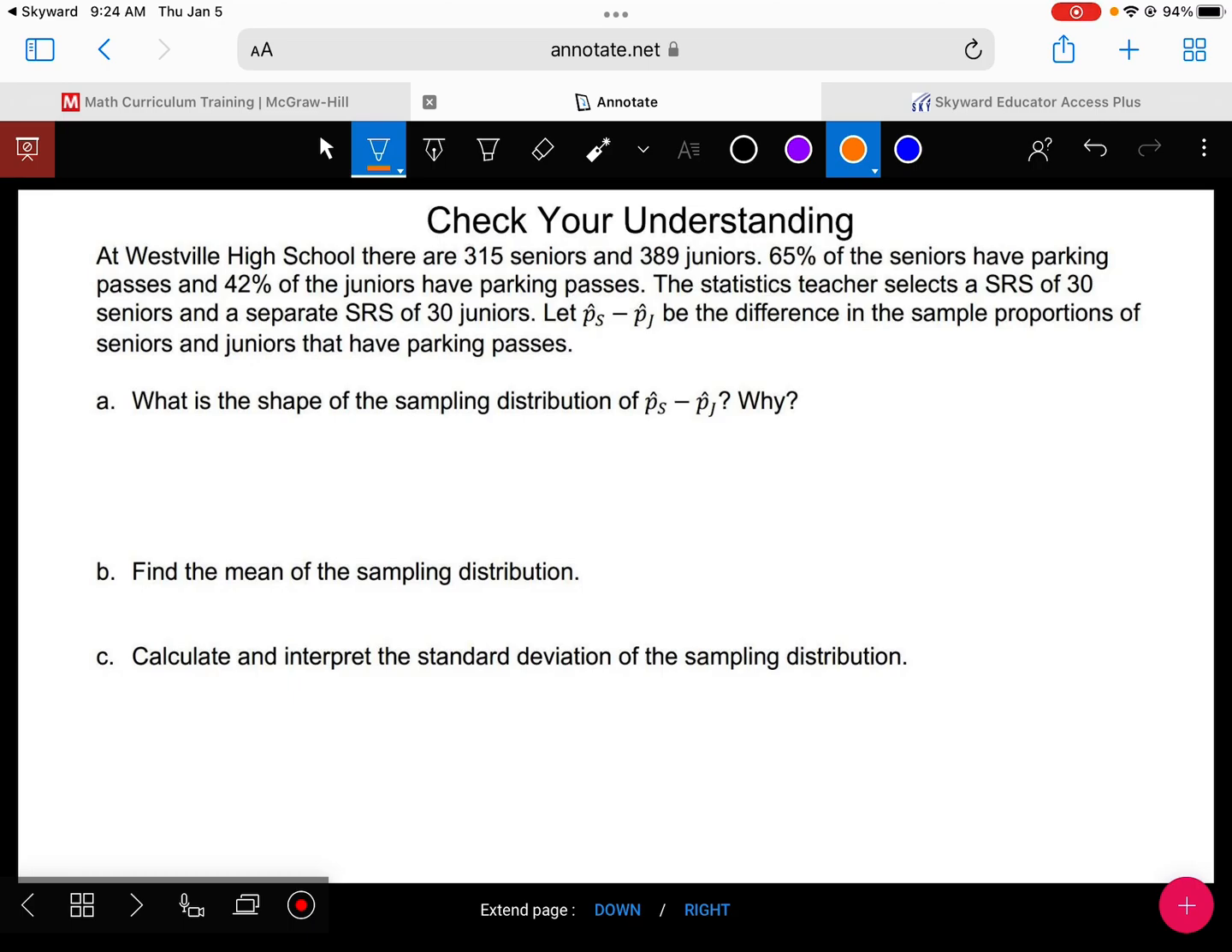Point what? 2. Close. What was the proportion for my seniors? Super close. What's the proportion for my seniors? 0.65. What's the proportion for my juniors? 0.42. I subtract those two and get 0.23. Yep. Got it. And then we need to calculate and interpret our standard deviation of the sampling distribution.